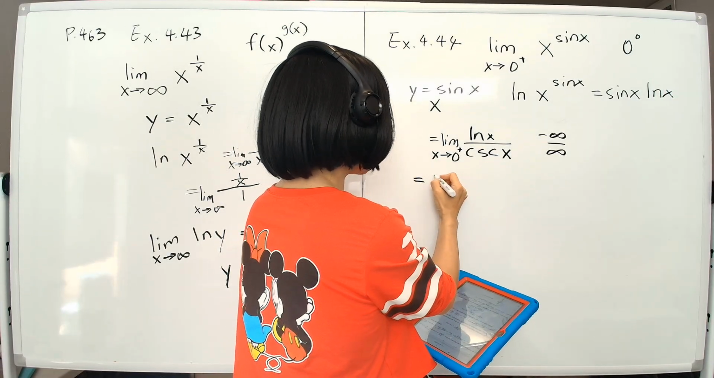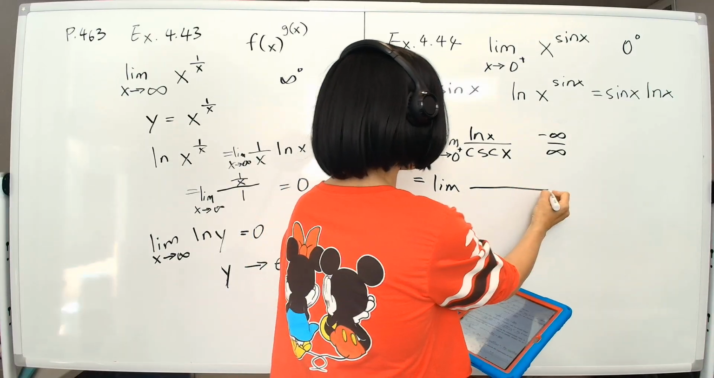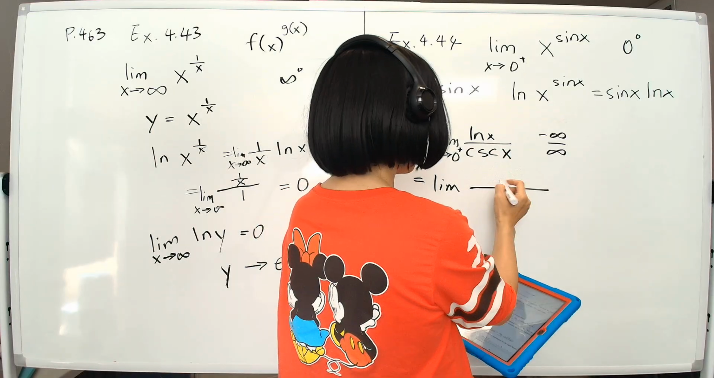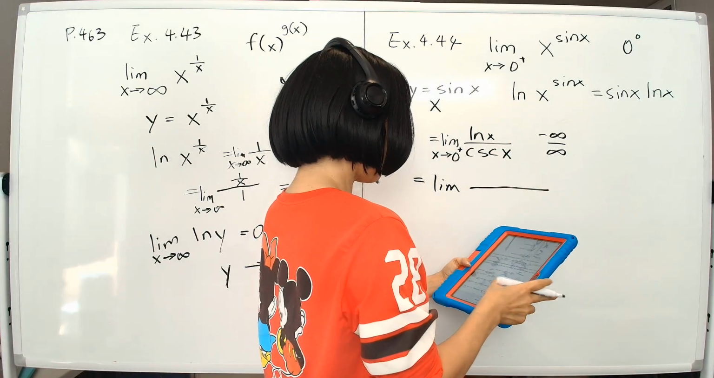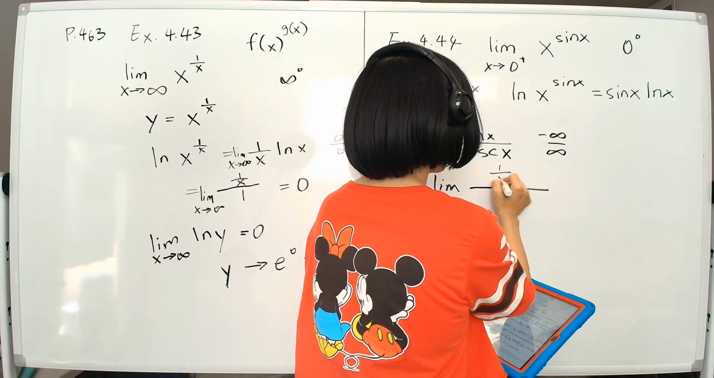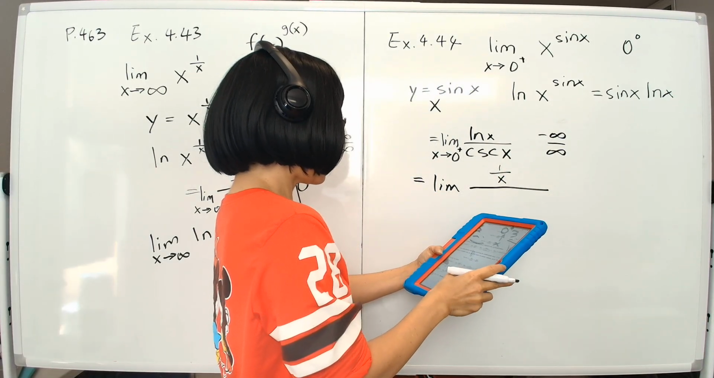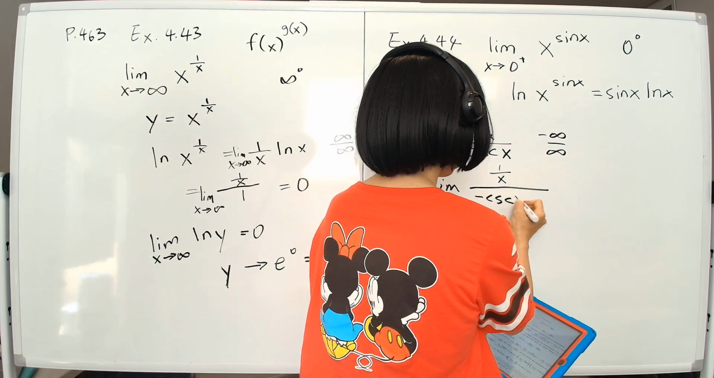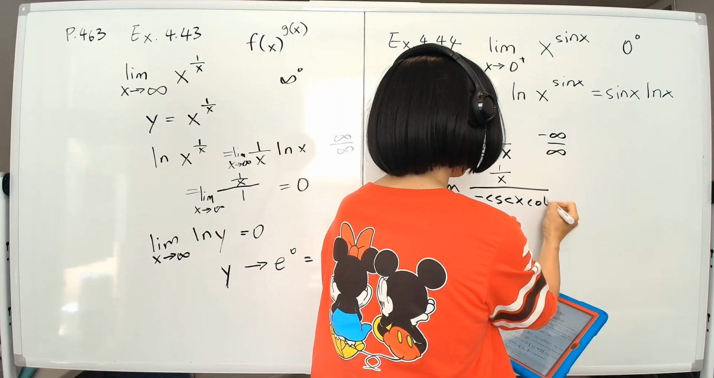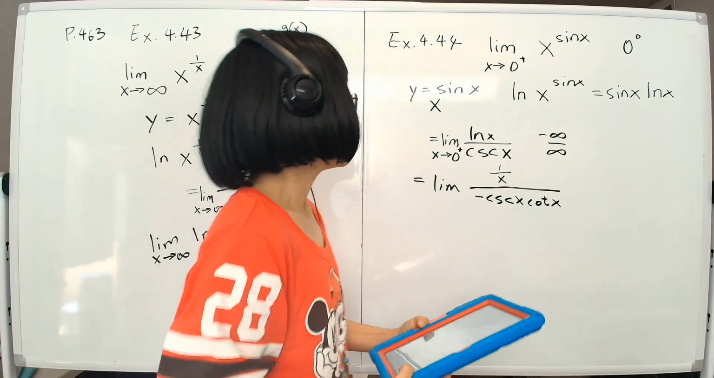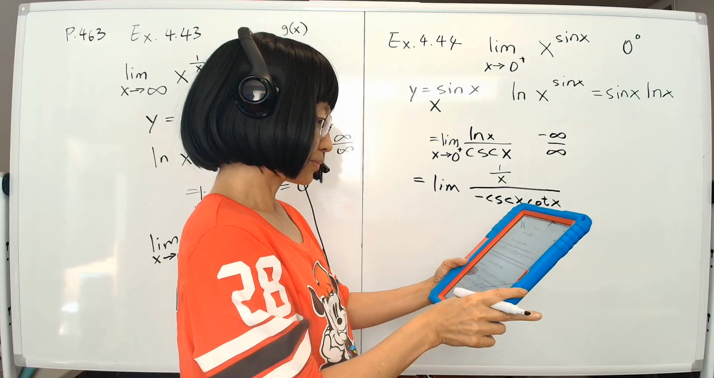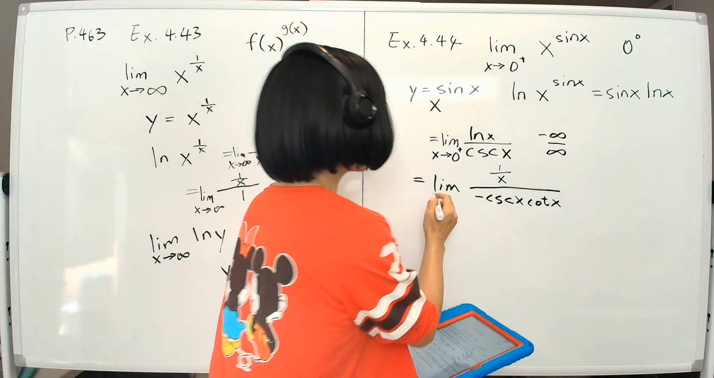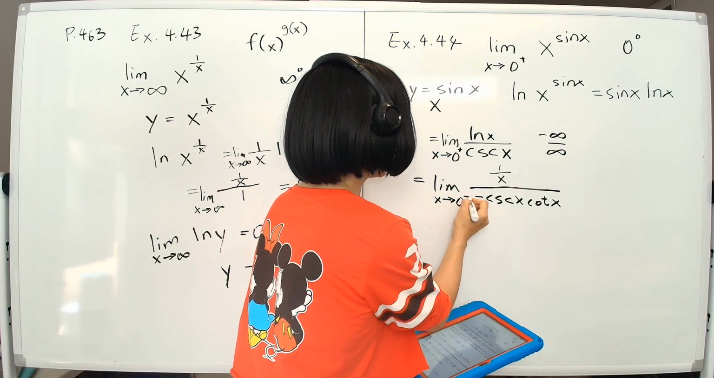To take the derivative, we get the limit of, the top becomes 1 over x, and the derivative of cosecant is negative cosecant x cotangent x. So far so good. As x approaches 0 from the plus side.